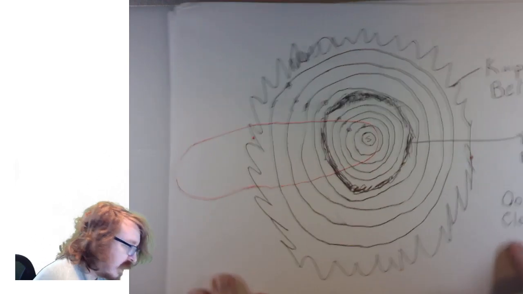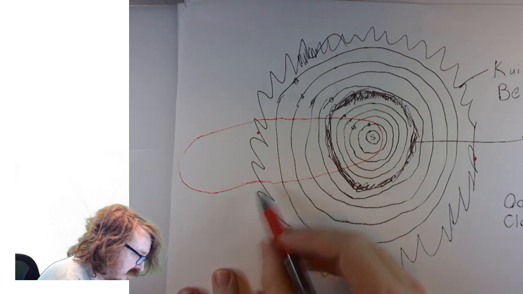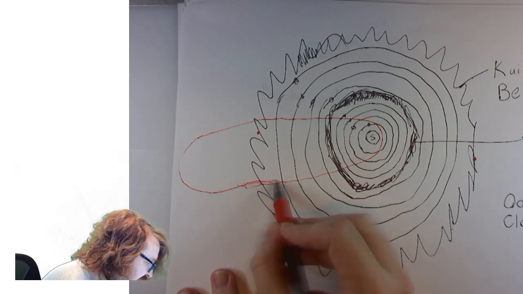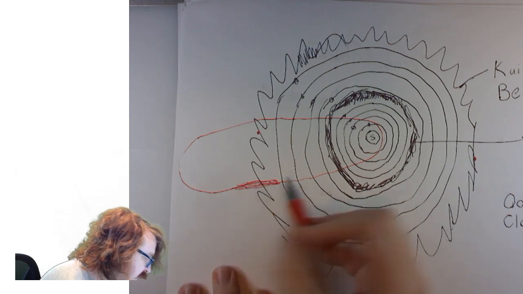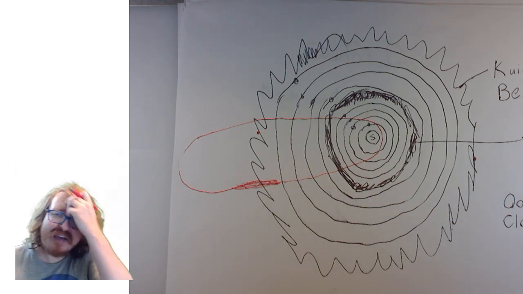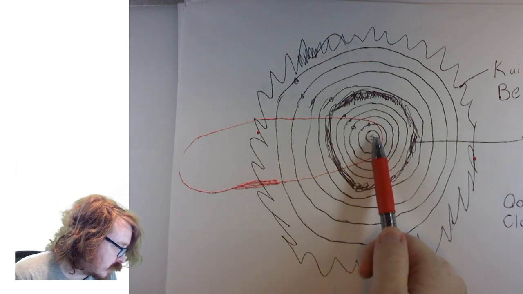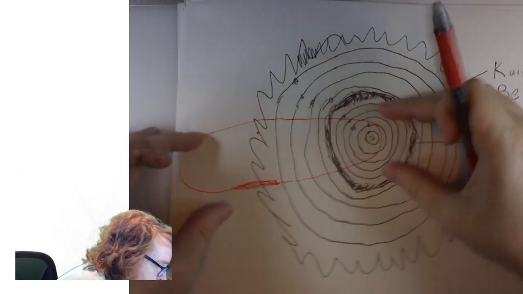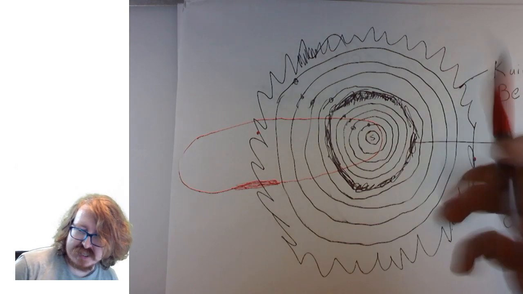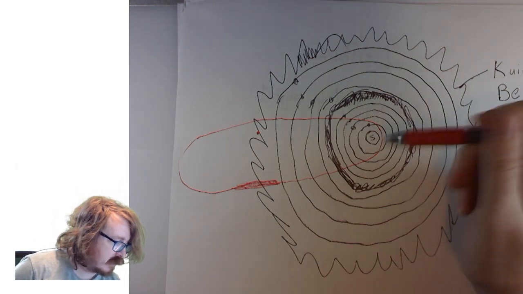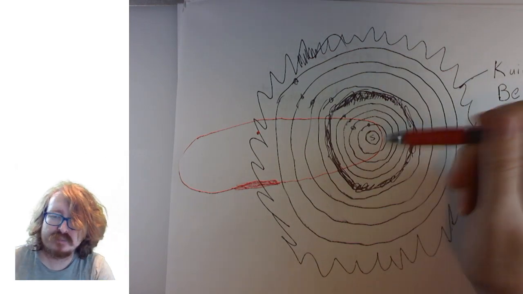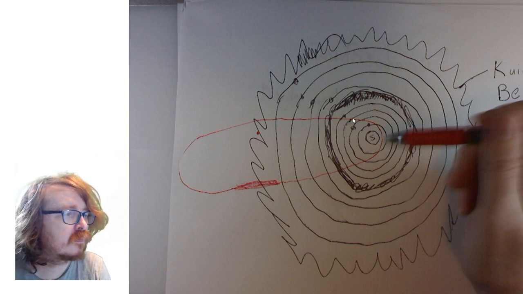There we go. I just drew a really bad orbit. Ignore this little lump right here. Anyway, if you have a really stretched out orbit like that, is the sun right at the center of that orbit that I drew in red? Yes or no?